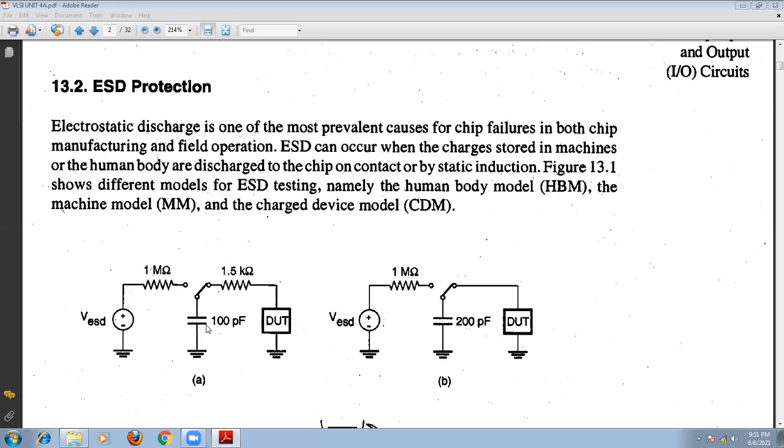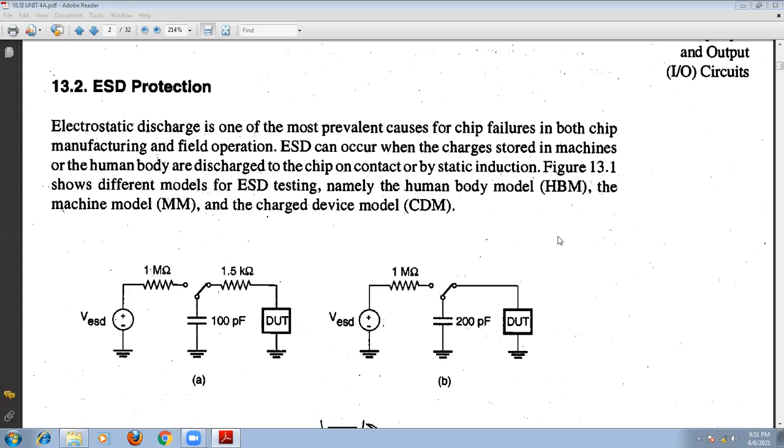So, the different models for this electrostatic discharge testing. The first one is called the human body model, the second one is known as the machine model, and the third one is known as the charged device model. Okay, the first one is the human body model.